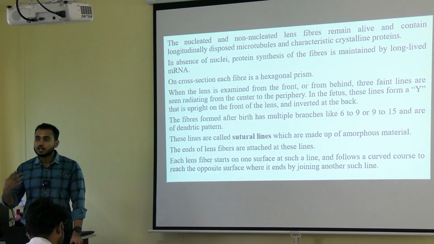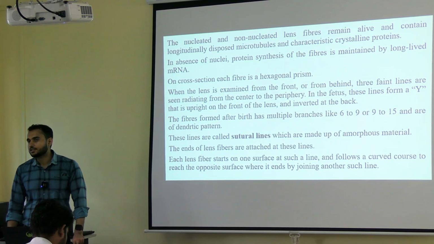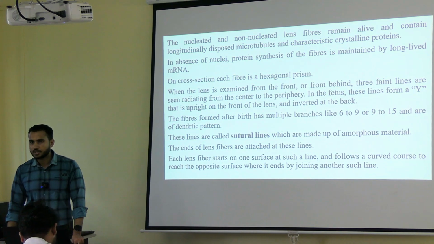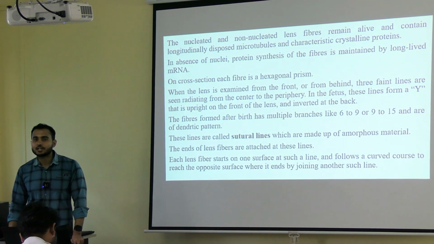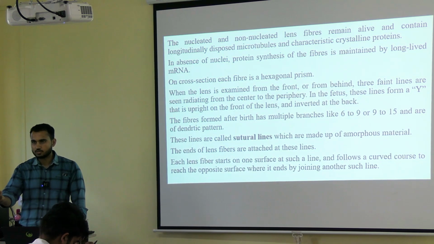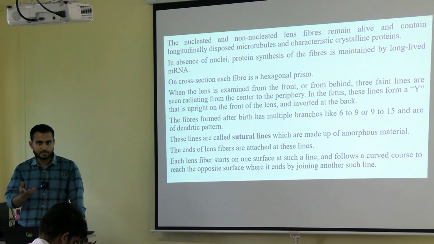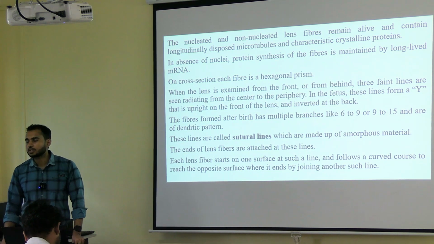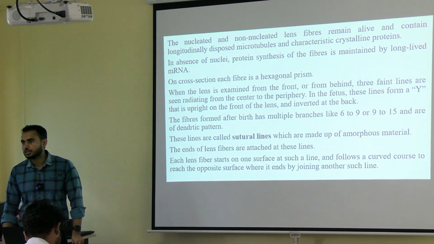Okay. Now, how to see the sutural lines? Sutural lines कहाँ पे रहता है? Lens पे रहता है. Okay. Now, how will you see the sutural lines of a patient? For that, you can't take out the lens in your hand. Can you take out the lens of a person? You will become blind. So, how to see the sutural lines in a patient?